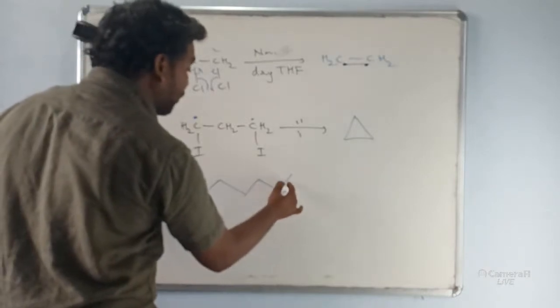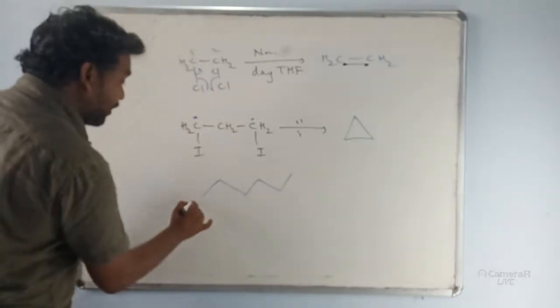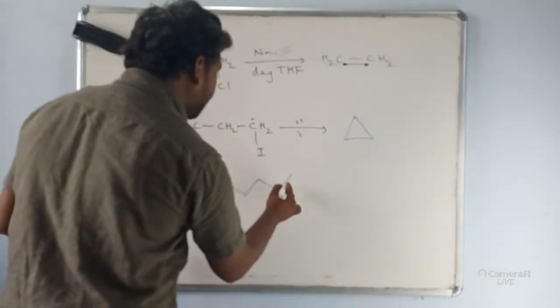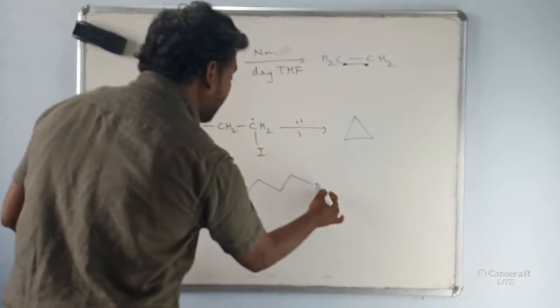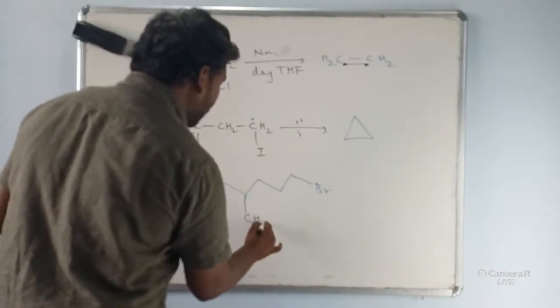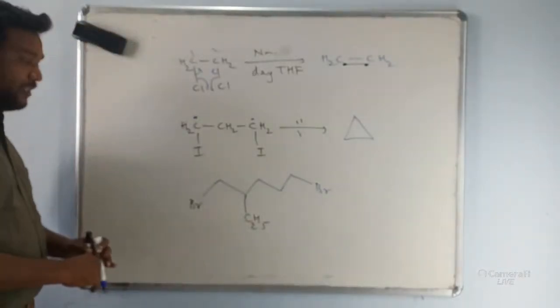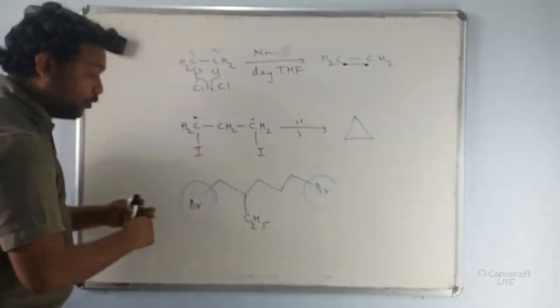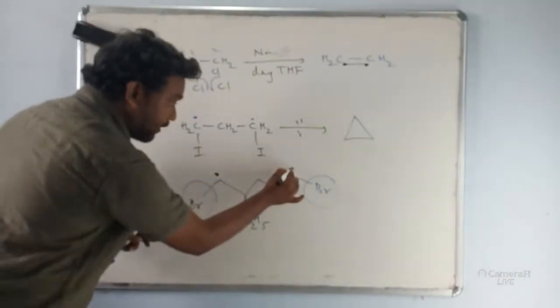Suppose you take this molecule. Here, let me write the bromine, and here also bromine, and write one ethyl group here, C2H5. Could you please write the product? Very simple, so just break a bond here, this bond. Then what we have to do? Write the radical electrons here.